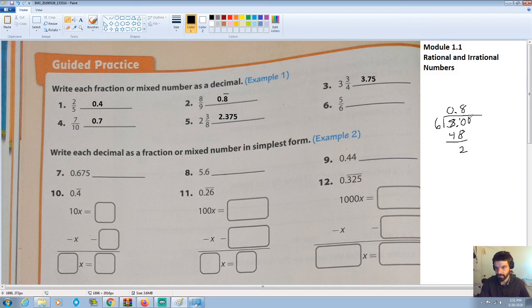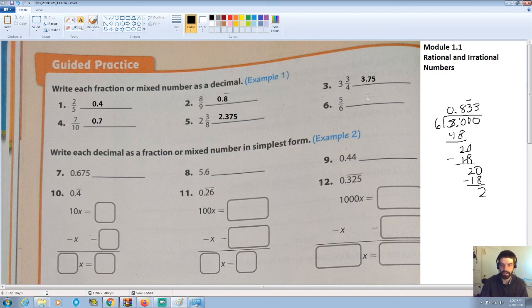We bring down another 0. 6 goes into 23 times, that's 18. And we're going to see here that we get that remainder of 2 again, but that's okay. So we'll go ahead and bring down the 0 here, and we'll put 6 goes into 23 times again. And we see that we get a remainder of 2 again. So what's going to happen here is this is going to repeat from 3 going forward. So our answer is going to be 0.83 repeating.